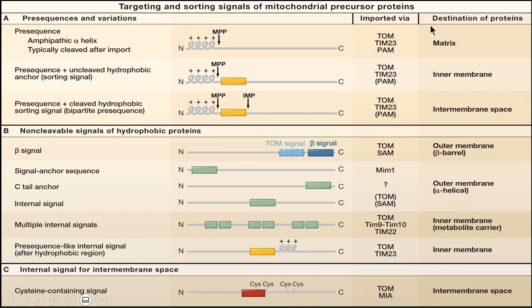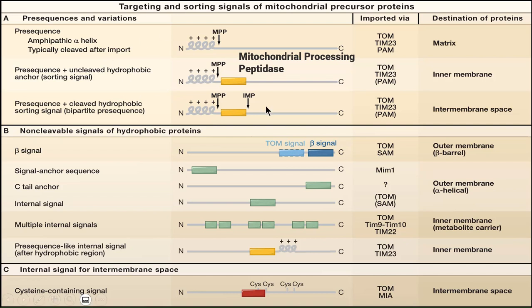All the pre-sequence proteins target the matrix, inner membrane, and intermembrane space, and all of these proteins use the same type of translocons to reach their destination. Now, if the protein is targeting the matrix, then it will have the amphipathic structure on the N-terminal side of that protein, and it will be cleaved once it reaches the matrix by the enzyme called mitochondrial processing peptidase.